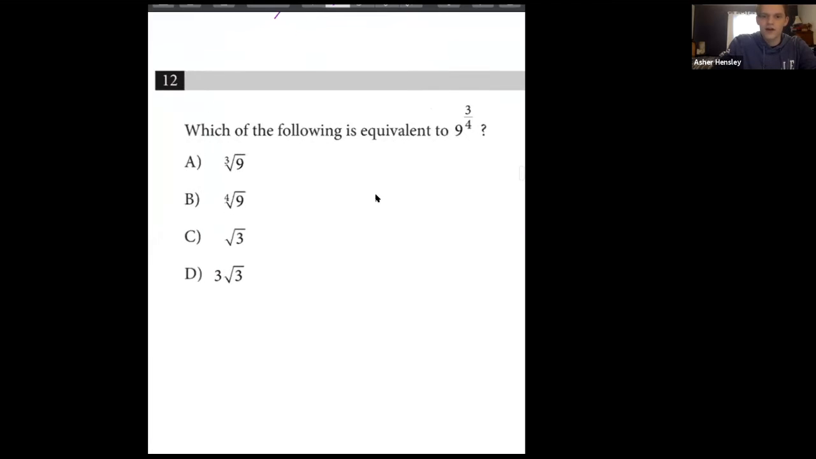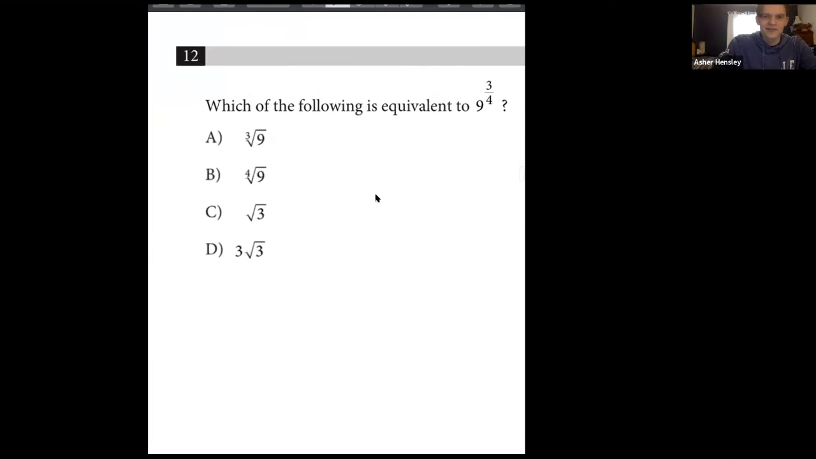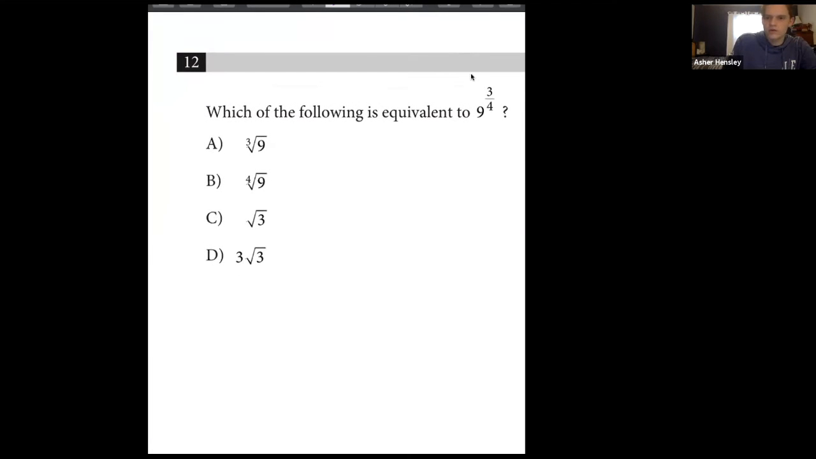Okay, so now this one's a little funky. Which of the following is equivalent to 9 to the 3/4? Real quickly, do this one yourselves, think about it, and give it about 10 seconds. Do any of the answer choices match your initial thought? Let me get a Y or an N.